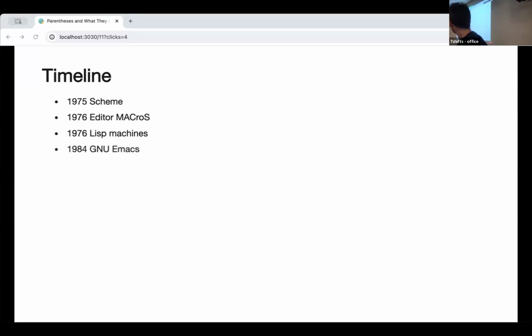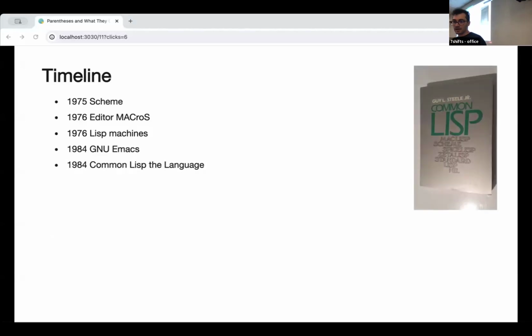1984 is the emergence of GNU Emacs. So again, pretty big in the Lisp space. We see Mr. Stallman coming up with that. Also in 1984, Common Lisp the Language. This was a book originally written again by Guy Steele, who was from the Scheme fame. So he's also involved in the other big branch of Lisp. Yeah, you see Mr. Steele there.